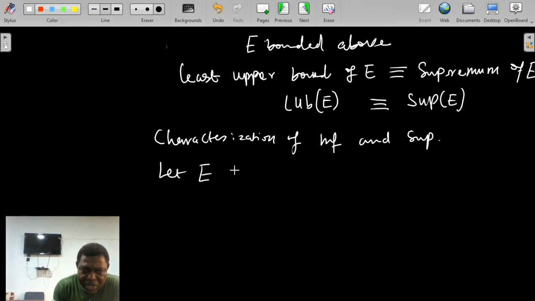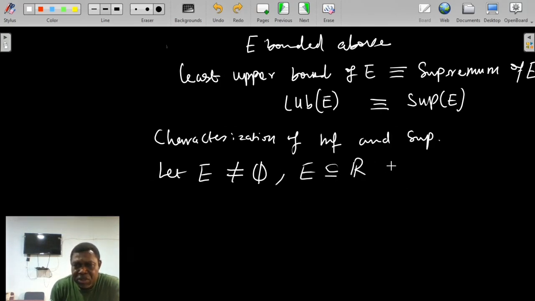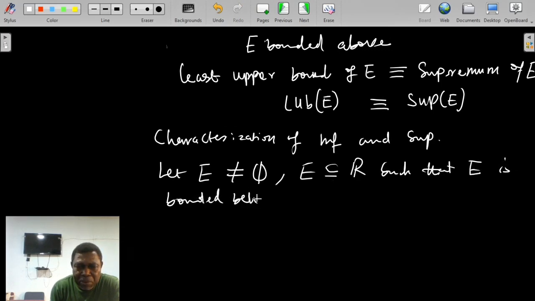Let E be a non-empty subset of R, such that E is bounded below. If E is bounded below, then a lower bound exists, and once a lower bound exists, there are infinitely many lower bounds, and therefore the greatest of all the lower bounds also exists. So for a set to have the greatest lower bound, that set must first of all be bounded below.